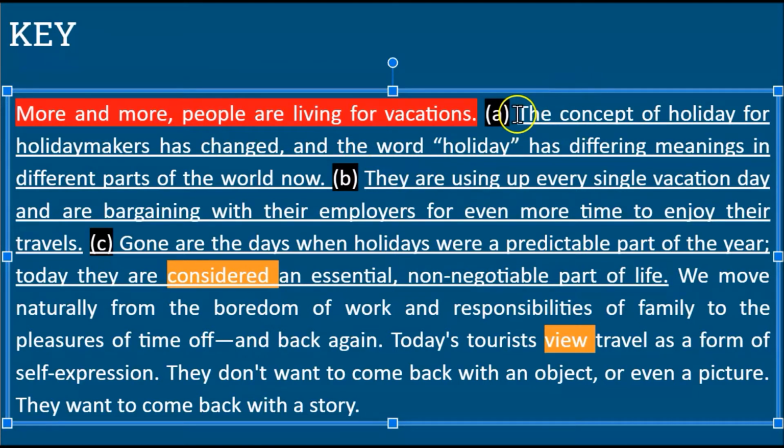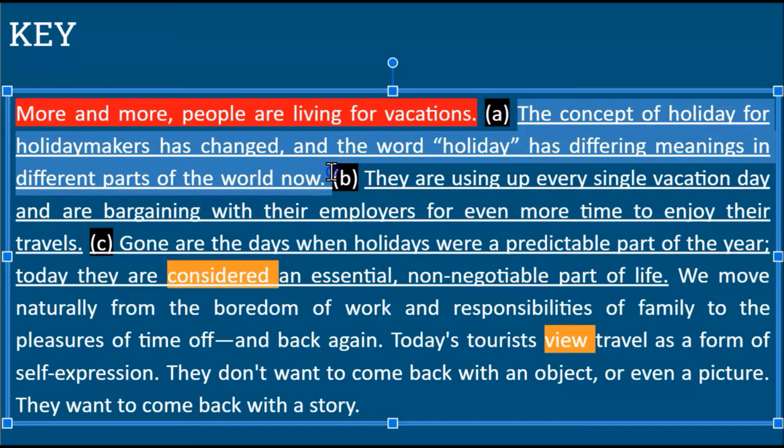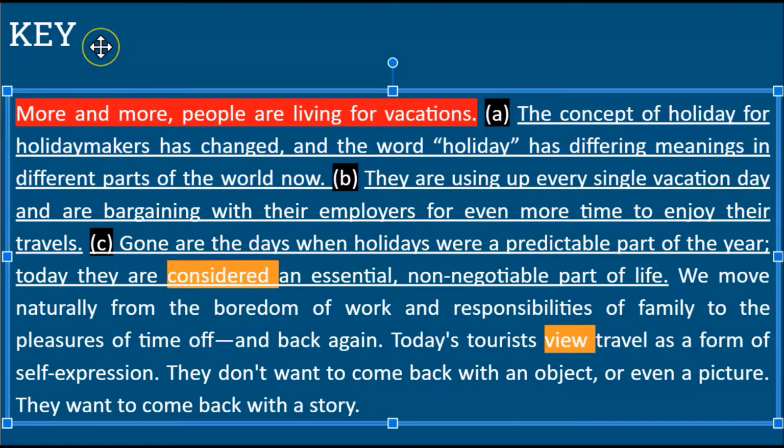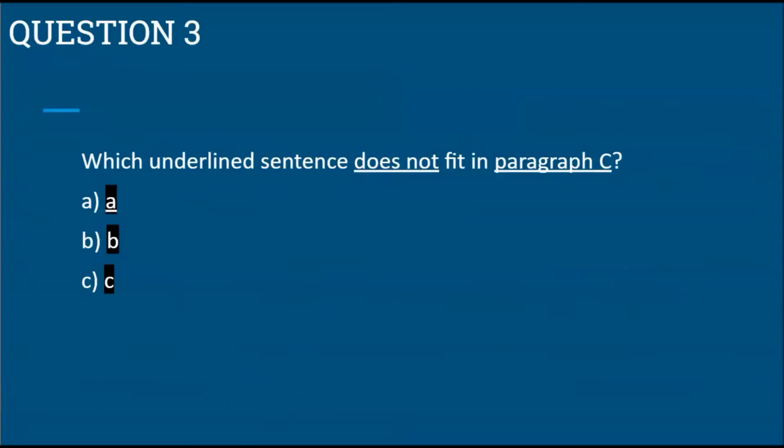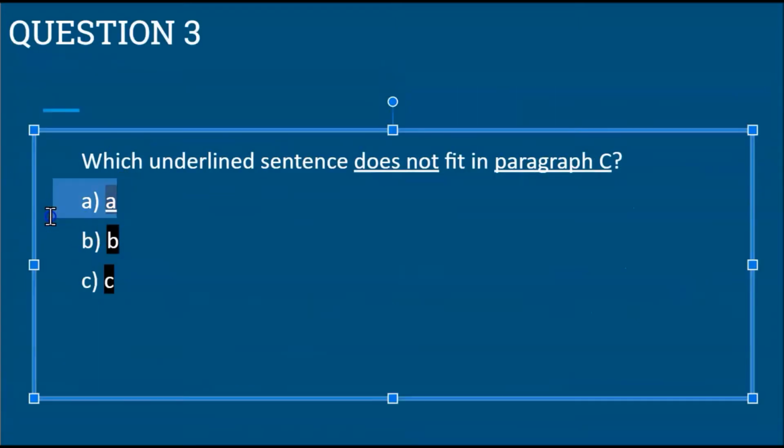However, sentence A talks about what a holiday is and how the concept changed over the years. So this is unrelated to the rest of the paragraph, so we can easily omit it. For this question, the answer to question 3 is A. A does not fit paragraph C. We can now continue with question 4.